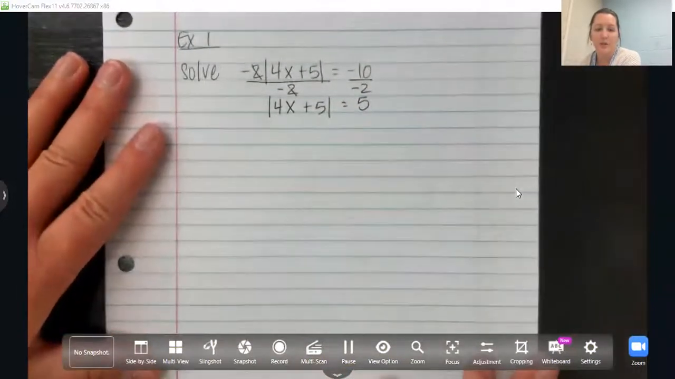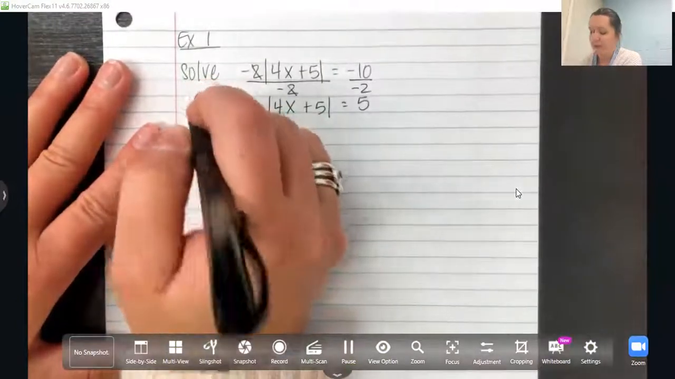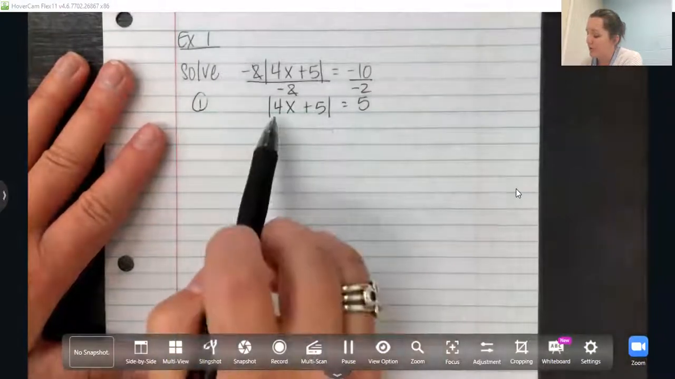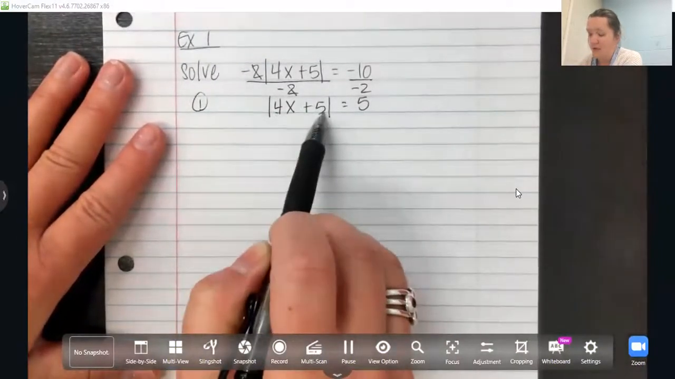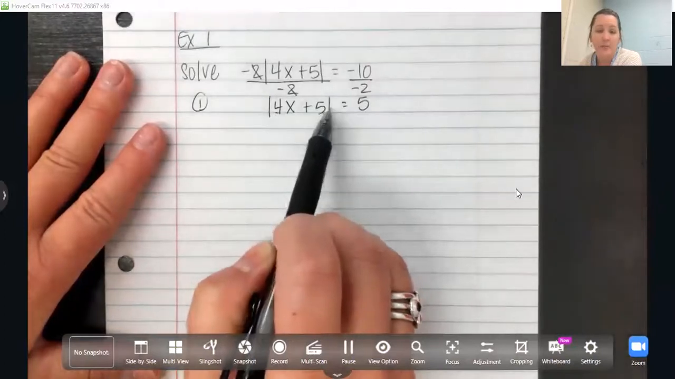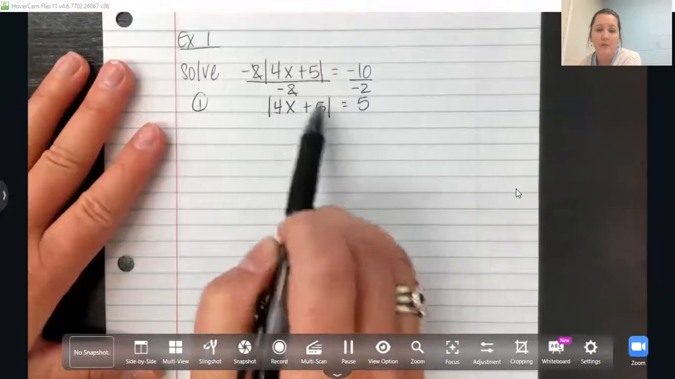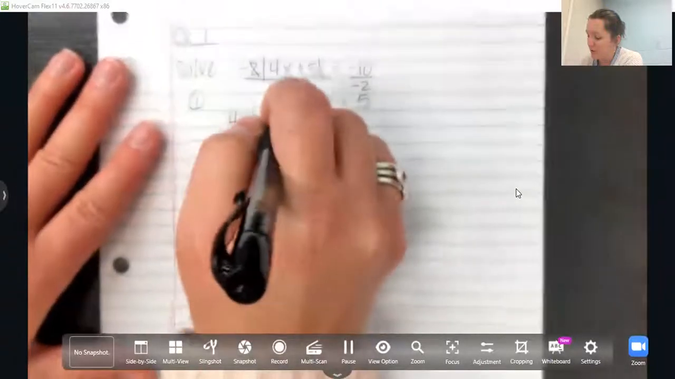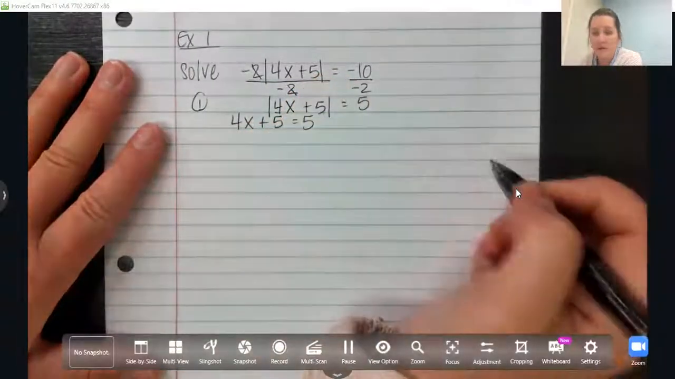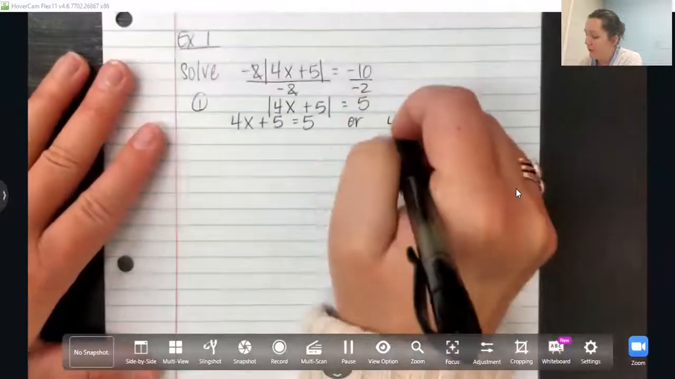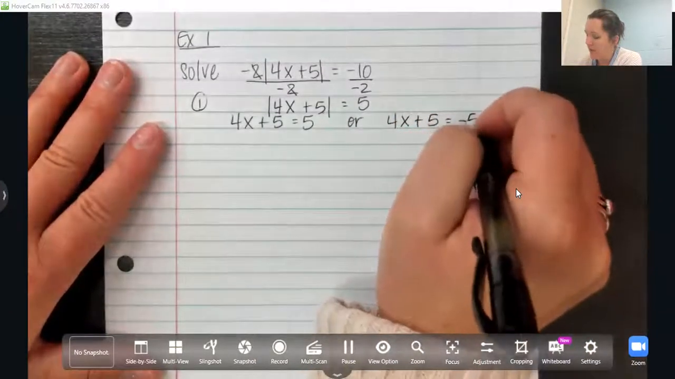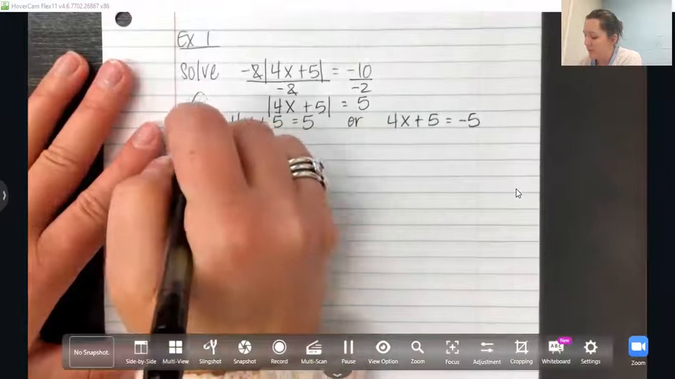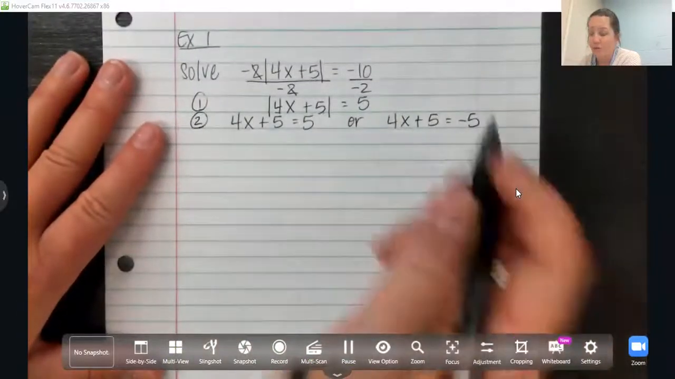All right, now my second step, that was step 1, right? Isolate the absolute value bars. Now my second step is to write 2 equivalent equations. So think about this. Whatever's in here could be positive or could be negative, but when we take the absolute value of it, it's a +5. But I want to know what possible values it could be. So 4x plus 5 could equal +5, or 4x plus 5 could equal -5. So I want to solve for what that is. So we're going to solve. So that's step number 2. Write equivalent equations. Now we're going to solve.